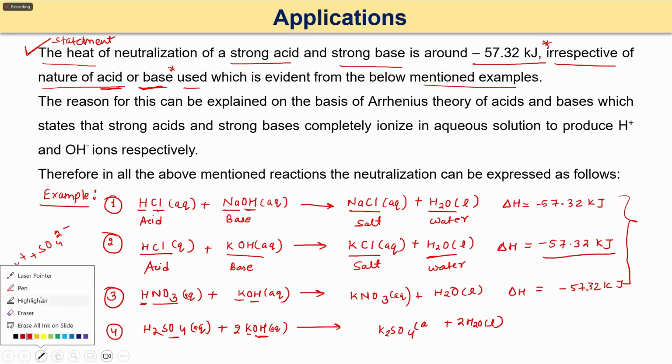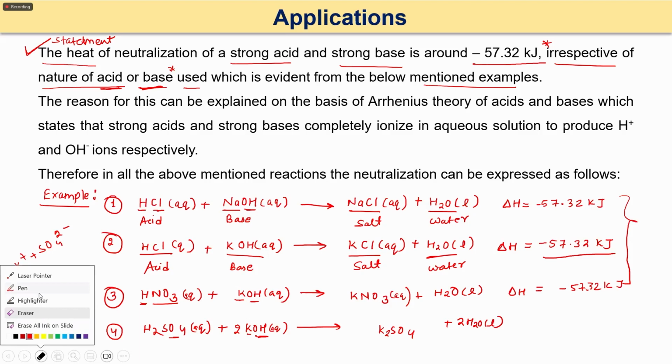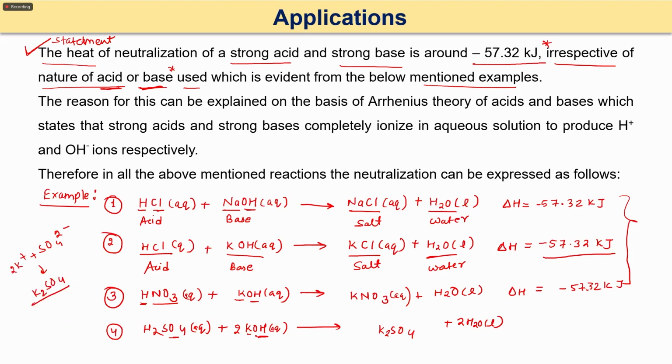And your water. So this is what we get as a product. Okay. And again, the heat of neutralization in this case was found to be minus 57.32 kilojoule. So this was the reason. Okay. So why are we getting all these values the same?